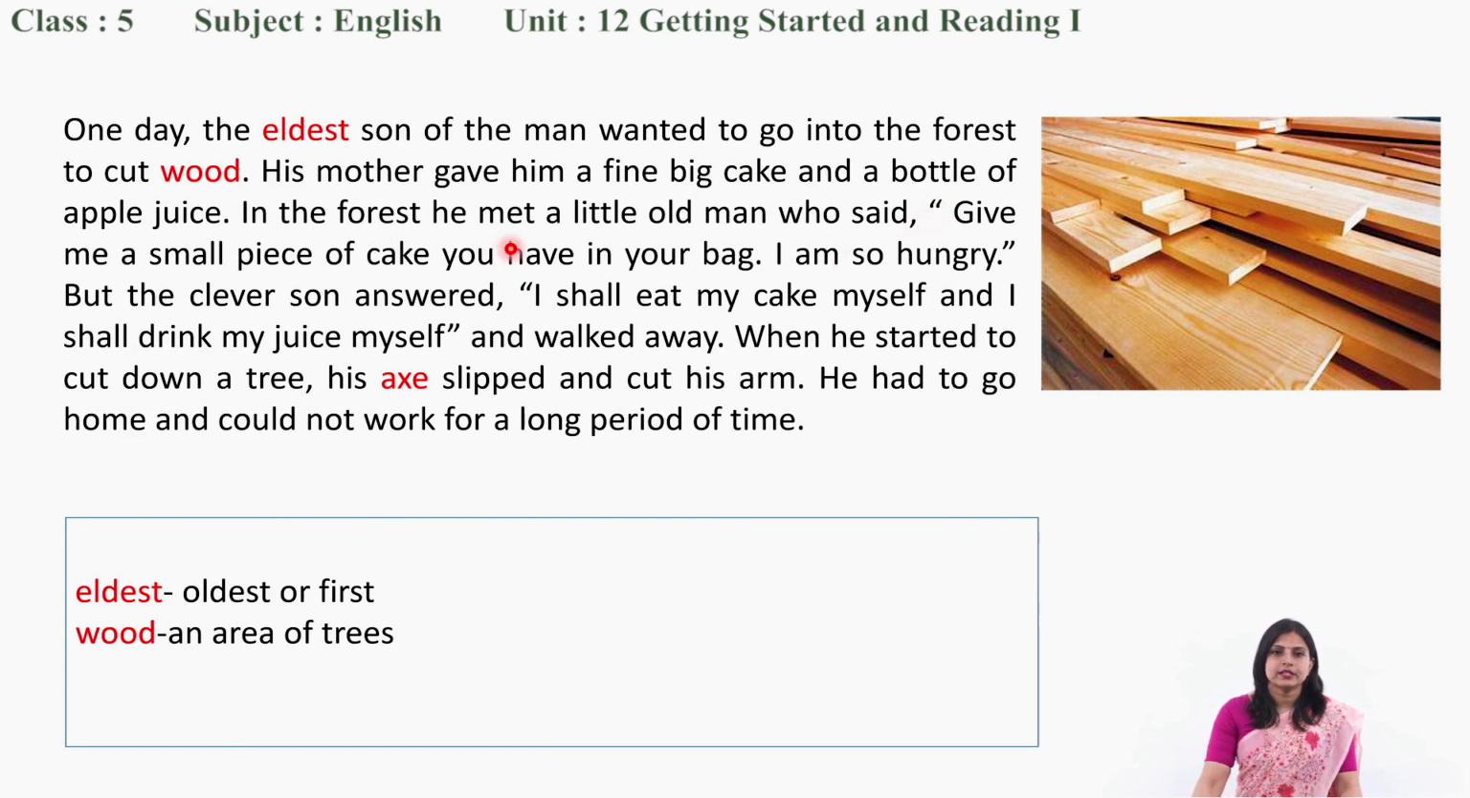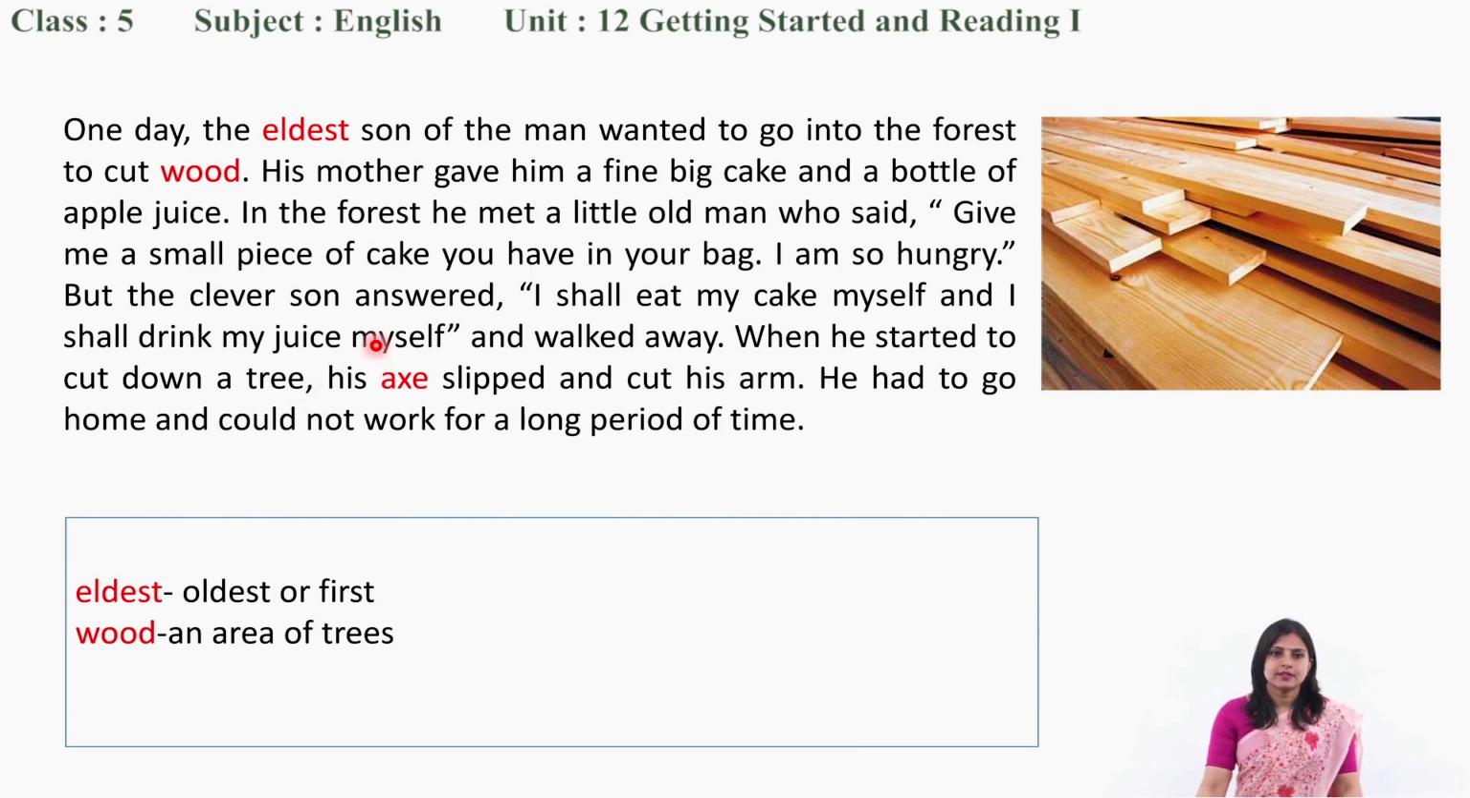In the forest, he met a little old man who said, "Give me a small piece of cake you have in your bag. I'm so hungry." Whom did he meet? Good, a little old man. And what did the old man tell him? Give me food. Share your food with me. I'm so hungry. Isn't it?